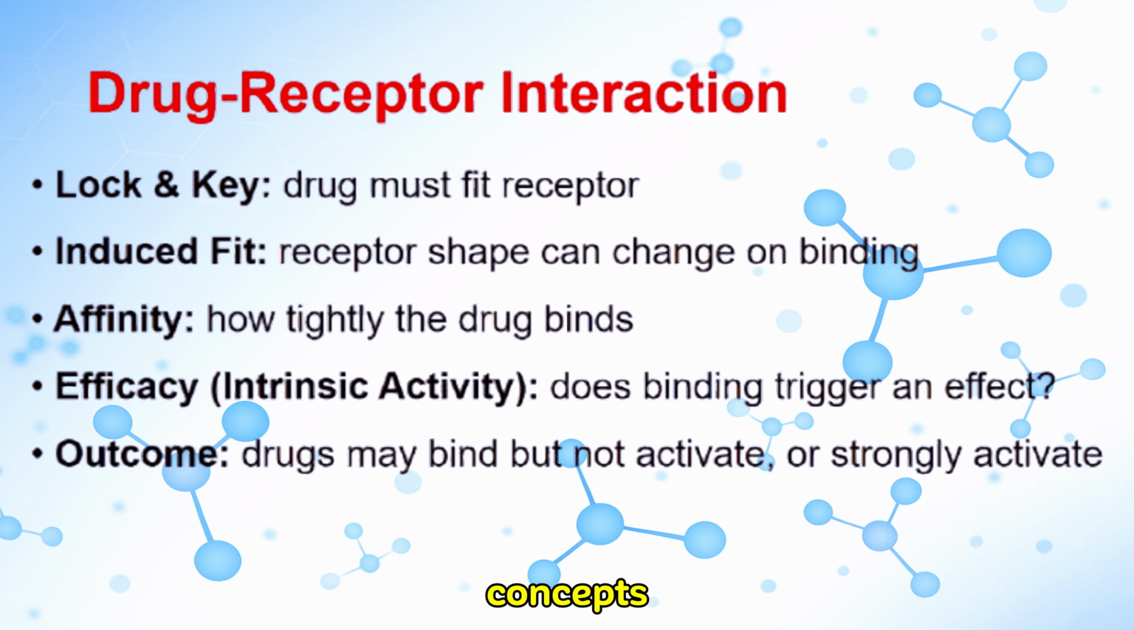Two important concepts here are affinity and efficacy. Affinity means how tightly the drug binds to the receptor, like how well the key fits into the lock. Efficacy, also called intrinsic activity, is about what happens after binding. Does the key turn the lock to open the door and start an effect? Or does it just fit, but not work? Some drugs bind well, but do not activate the receptor. Others bind and strongly activate it. Now, let's look at the different receptor families.